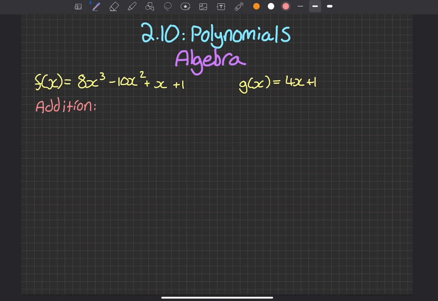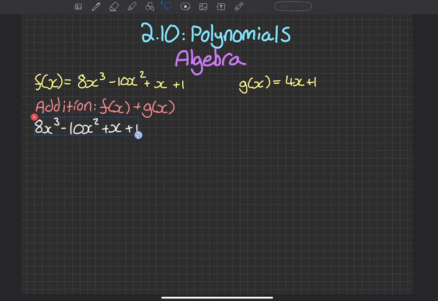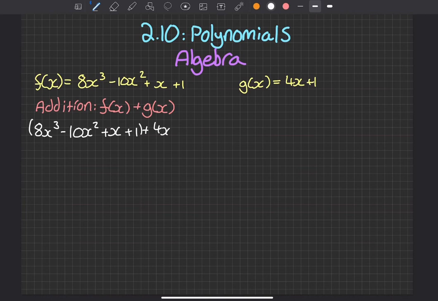So the way you write it is just, if you have this f of x here and this g of x, and you wanted to add them together, you just do f of x plus g of x. And the way you do this is really simple. So let's have this down so I don't have to write it every time. And then you just add, so let's put this in brackets, plus 4x plus 1. Put this in brackets. So that's your f of x, your g of x. And all you do is you just combine the like terms, right? So you just have your 8x cubed minus 10x squared.